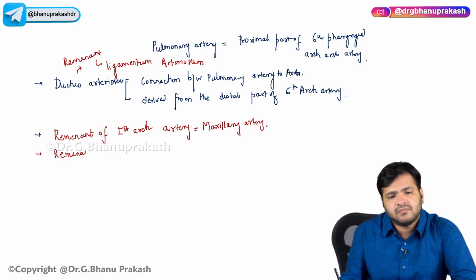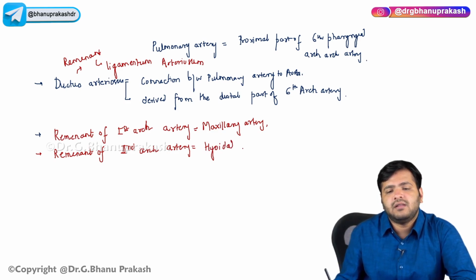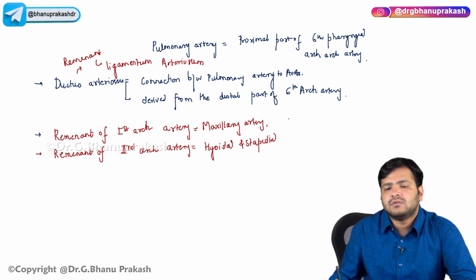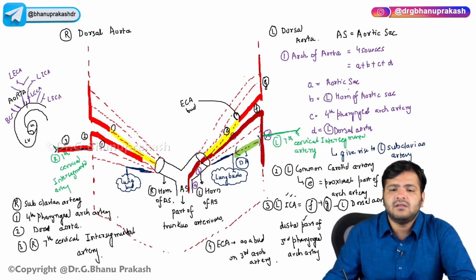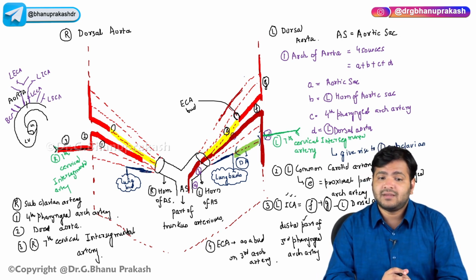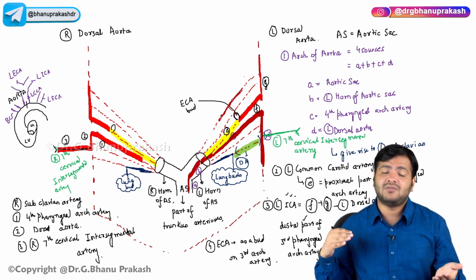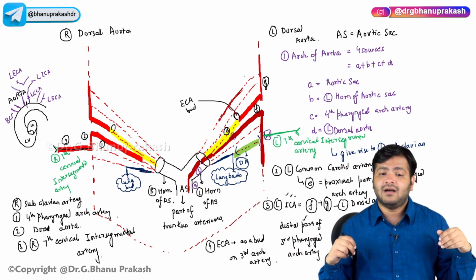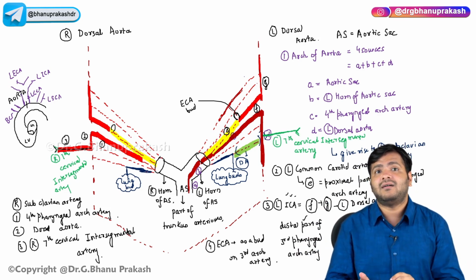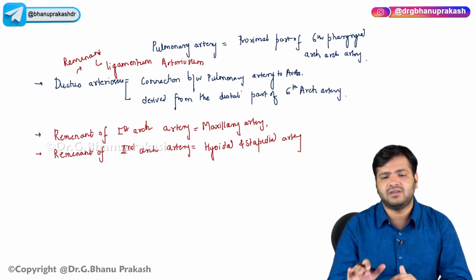Remnant of the second arch artery: it is the hyoidal and stapedial artery. So if you can just see, this external carotid artery bud will develop and grow. This maxillary artery, which is developing from the first pharyngeal arch, will come in contact with this external carotid artery. So that is why it is the longest branch of the external carotid artery. Embryologically it is not, but as the external carotid artery is growing, what comes in the way is the maxillary artery, so it becomes a branch of the external carotid artery, and it is the longest branch.